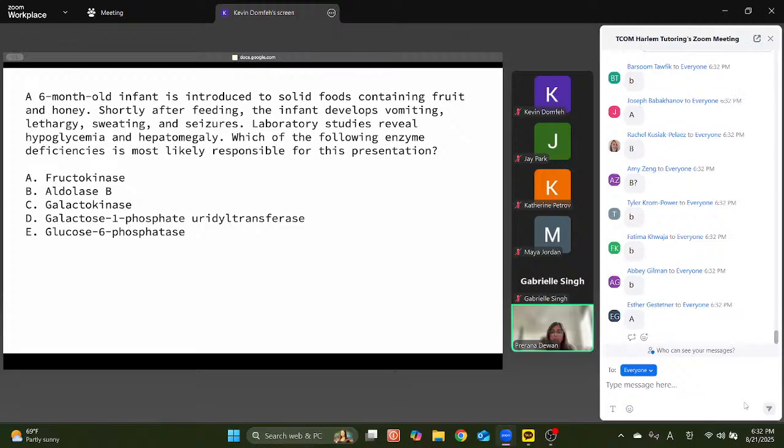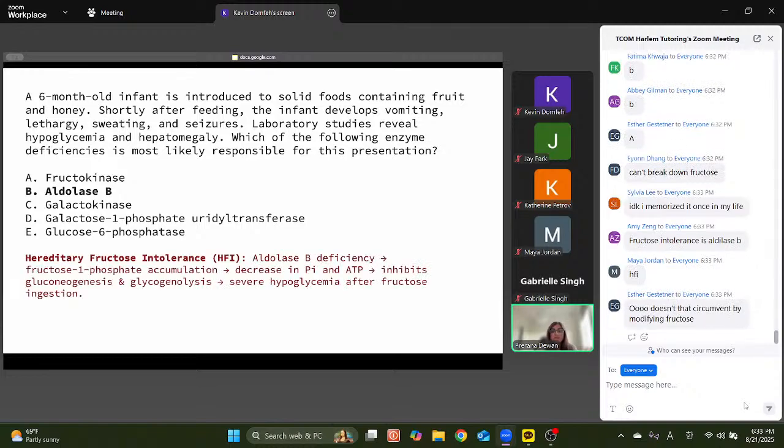All right, looks like most people are right. It is B. Does anyone want to explain why it's aldolase B? Sylvia, memorize it once in your life. Yeah, honestly, fructose intolerance is aldolase B. Yeah, exactly. So this is a clear presentation of hereditary fructose intolerance.